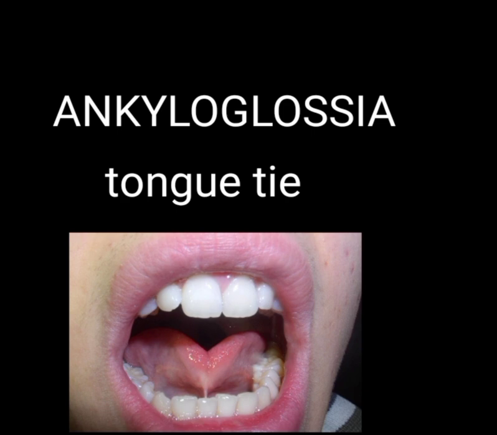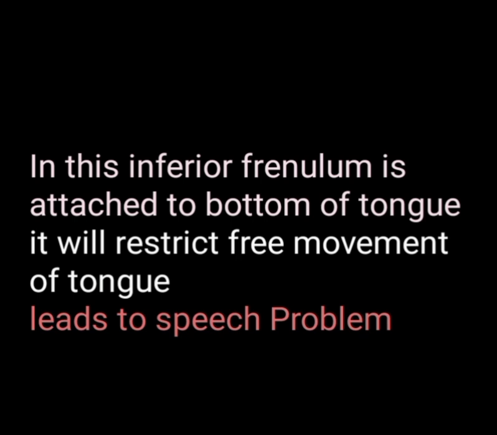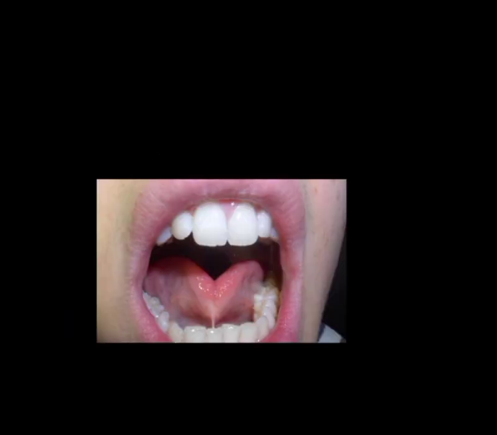Third is ankyloglossia, that is tongue tie. Here you can see, in this, the inferior frenulum is attached to the bottom of the tongue. It will restrict free movement of the tongue. It always leads to speech problems. Here you can see the inferior frenulum is attached to the bottom of the tongue.